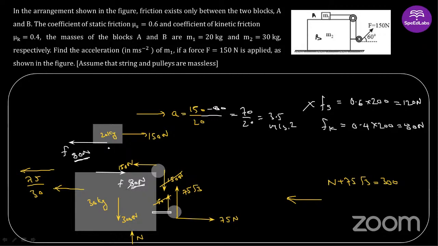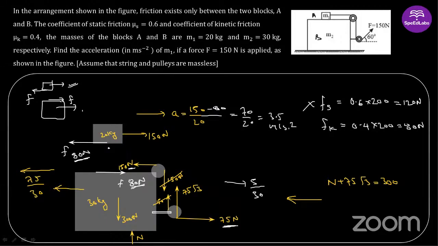What about the bottom one? The bottom one is having 80 plus 75, that is 155, minus this 150. So just 5 Newton force in this direction divided by mass, which is 30 kg. So its acceleration is in this direction. Obviously the bottom one is also moving in this direction, the top one is also moving in this direction, but this is moving faster, 3.5 meter per second square. This is very slow, just 5 by 30 meter per second square. So this is slow, so friction is helping it out and friction is opposing that.